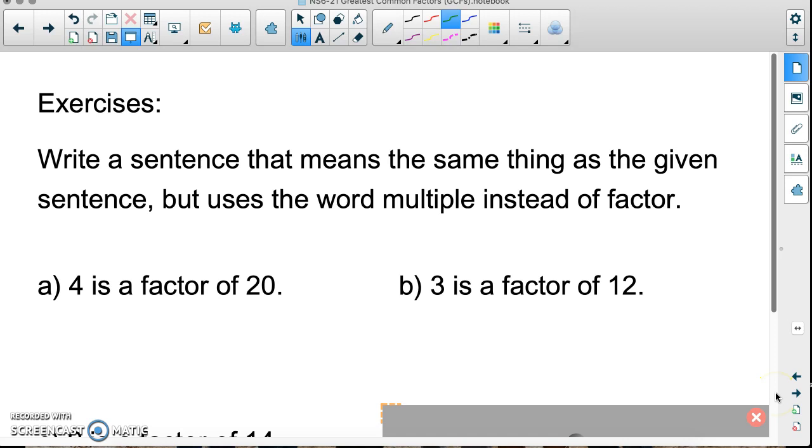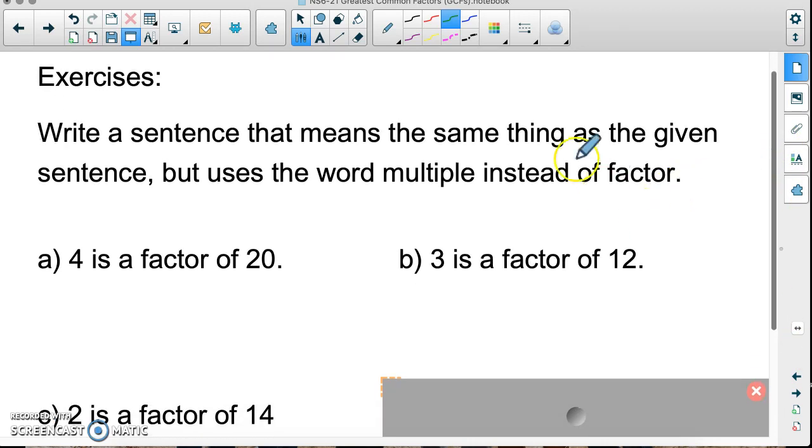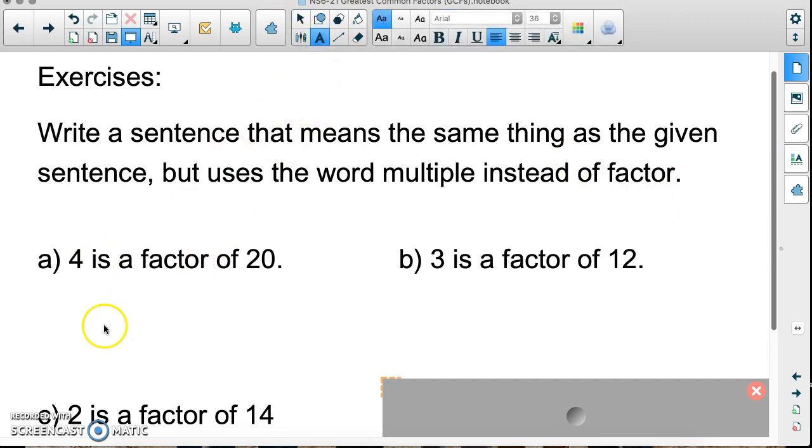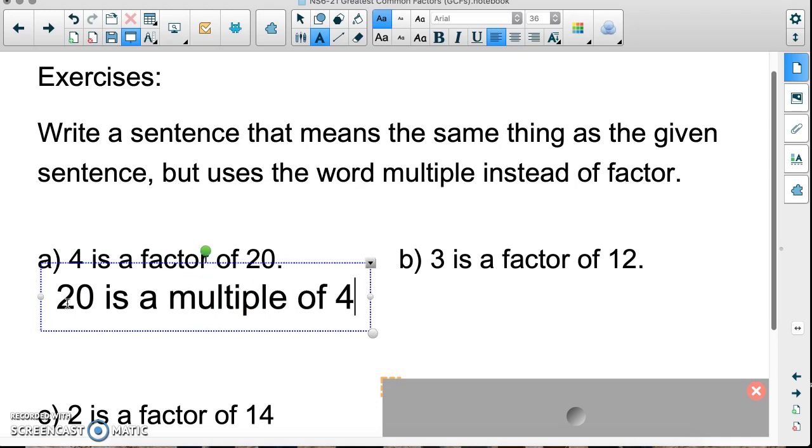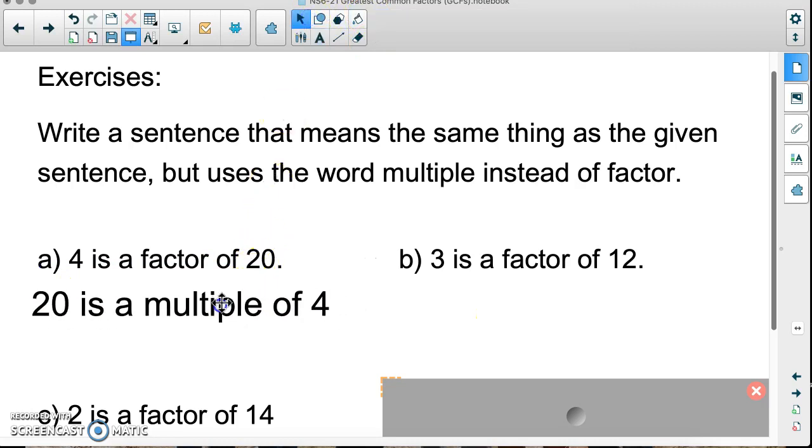So we're going to write some sentences that mean the same thing as the given sentence, but use the word multiple instead of factor. So let's look at A together, and then you can continue on with B afterwards. So we can say that 4 is a factor of 20, but we could also then say that 20 is a multiple of 4. So all I'm doing is flipping that around and just switching out the word factor for multiple. I want you to do B and C on your whiteboard together.